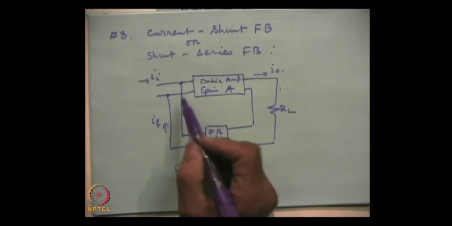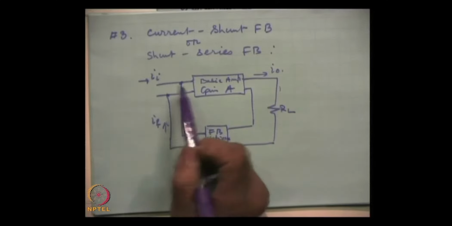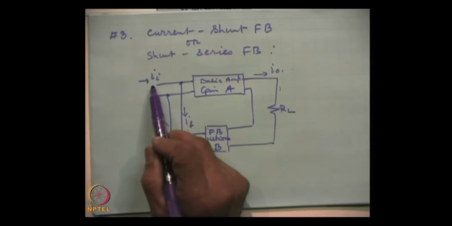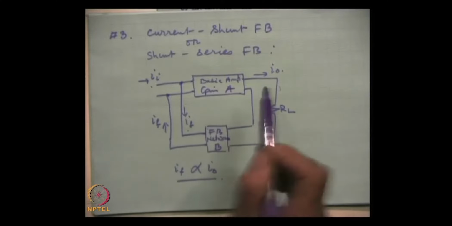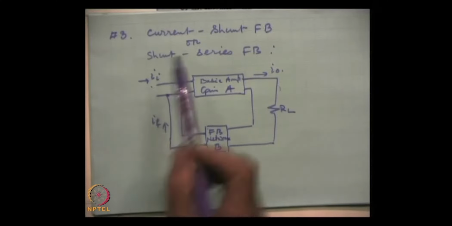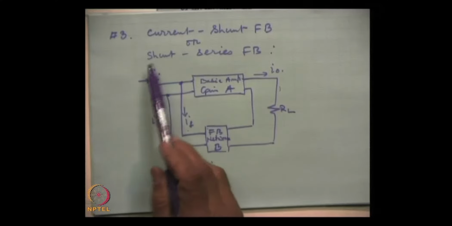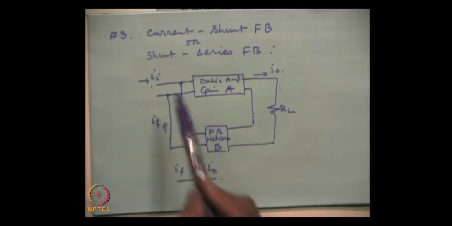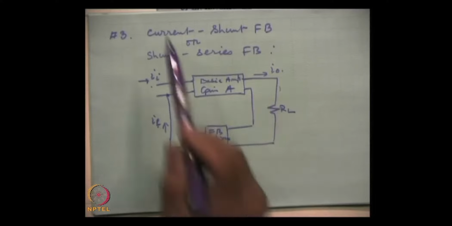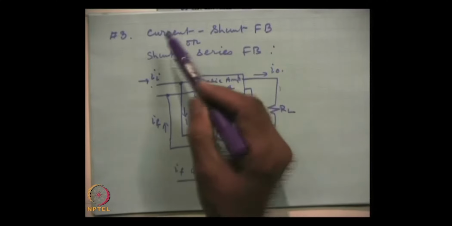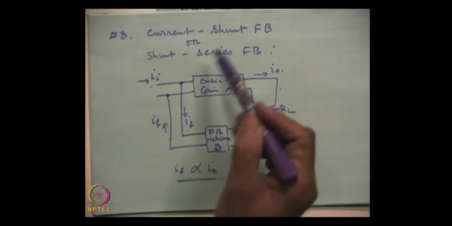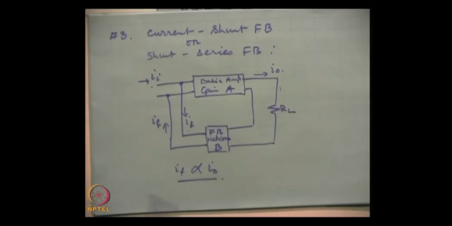and it is compared with the input current I, and the circuit functions. In this nomenclature, shunt connection at the input, series connection at the output, we are sampling the current and returning that signal into shunt form at the input. So, this is current shunt feedback or shunt series feedback.